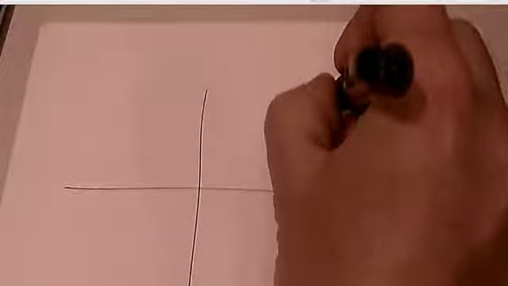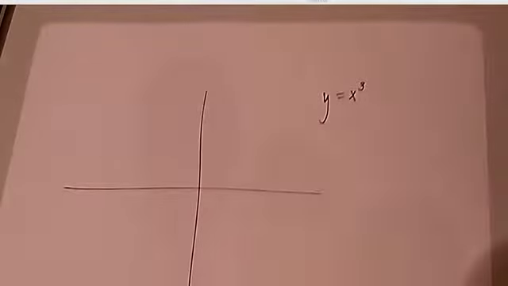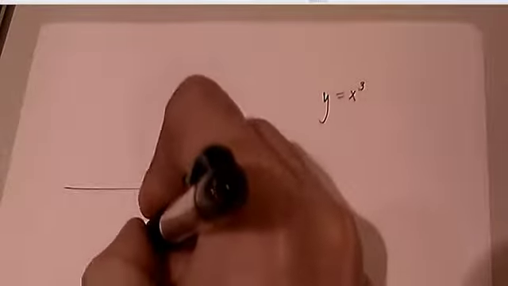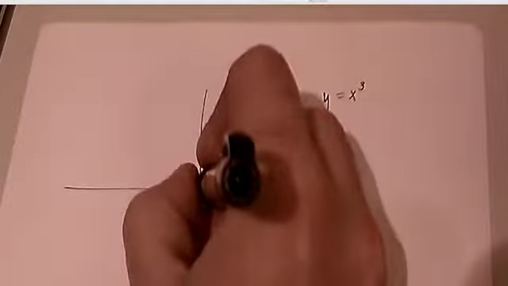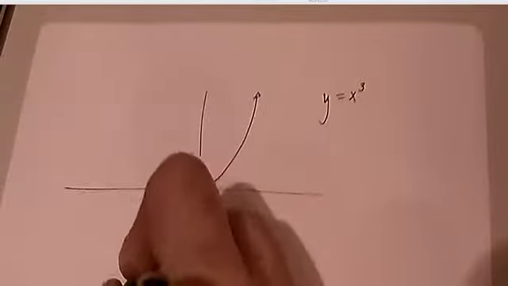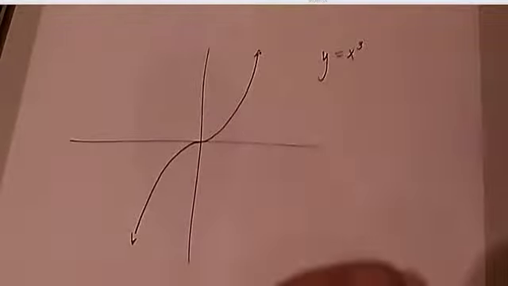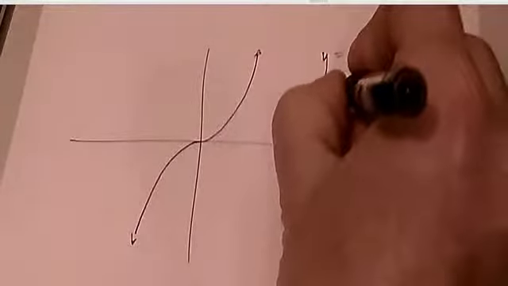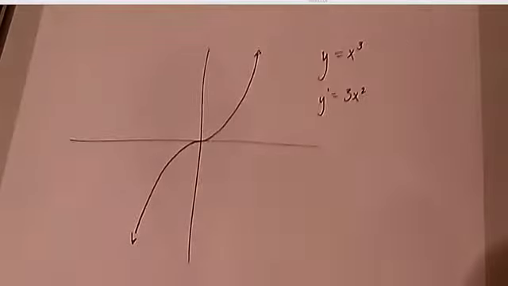Okay? Because if we have y is equal to x cubed, I know that that function looks something like this, okay? And I know that y prime is 3x squared. What is the derivative at 0? Well, the derivative at 0 is 0. But is that an extreme point?